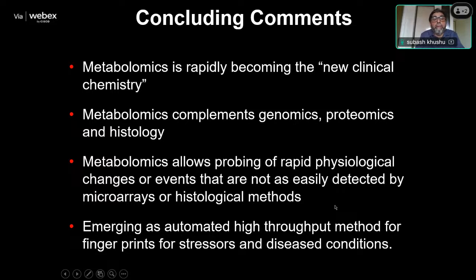Now my concluding remarks are: metabolomics is rapidly becoming the new clinical chemistry. Metabolomics complements genomics, proteomics, and histology. Metabolomics allows probing of rapid physiological changes or events that are not as easily detected by microarrays or histological methods. It is emerging as an automatic high throughput method for fingerprints of stressors and disease conditions.